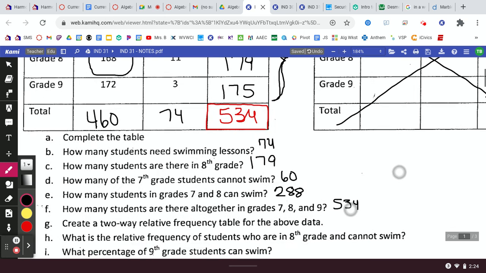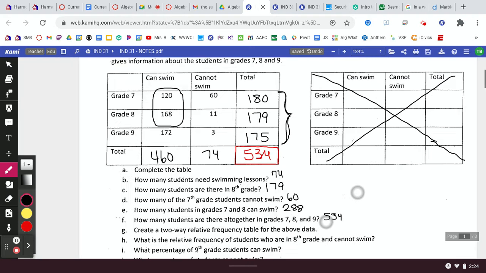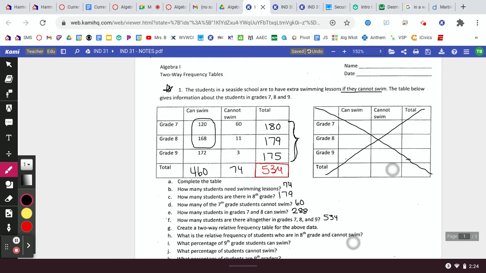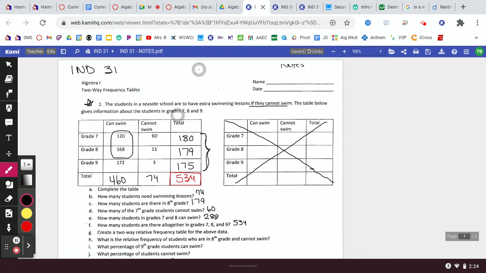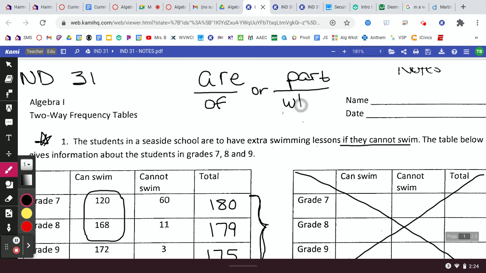Now, this next part says to create a two-way frequency table for the above data. I'm not going to do that because we're going to do that in a separate area. So we're still going to do it, but we're just not going to do it up in that table, okay? One of the little notes I want you to write to yourself, and it's really not going to make much sense right now, but at the top of your paper, I want you to write R over of, or you could also write part over whole.